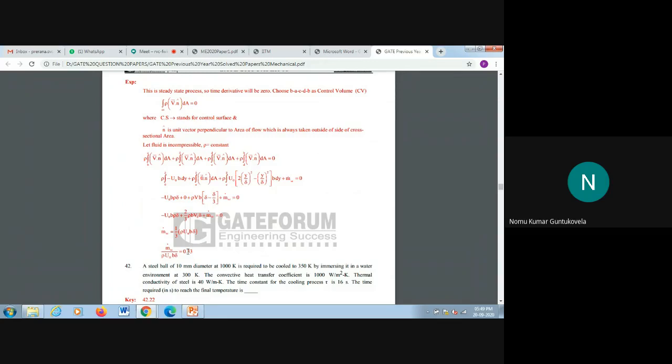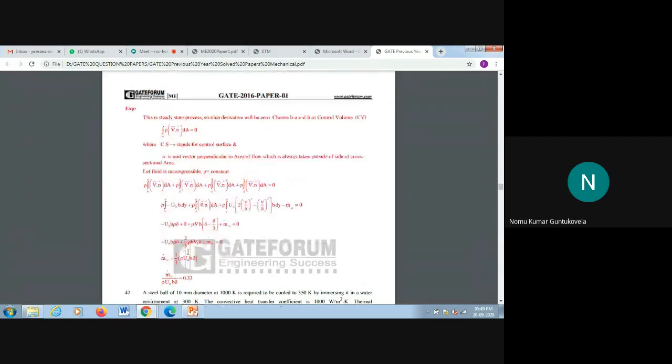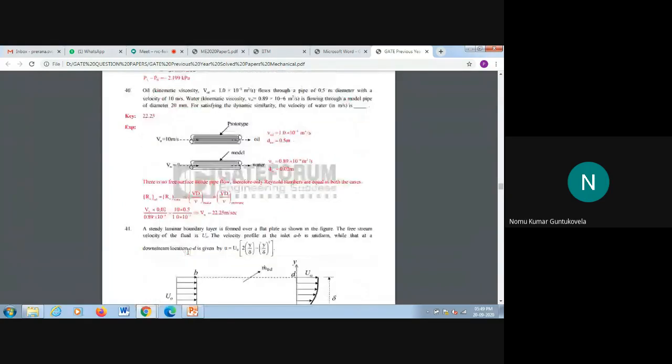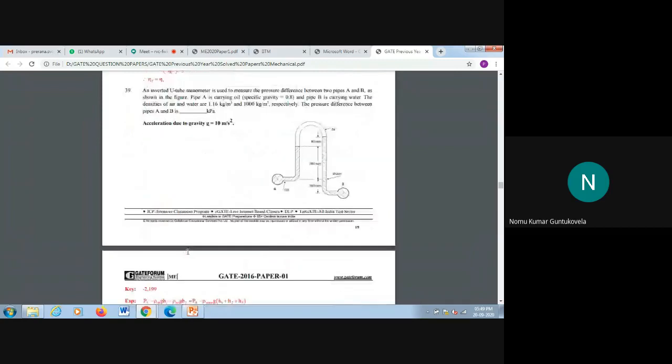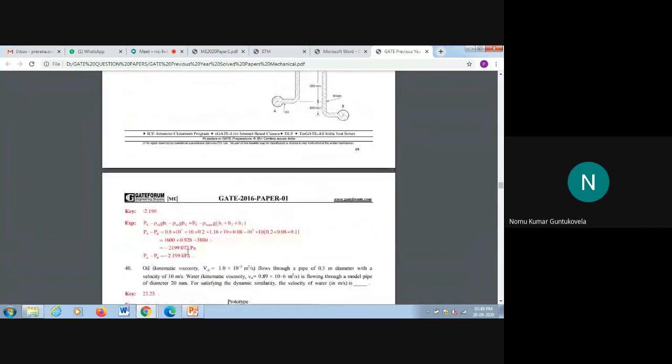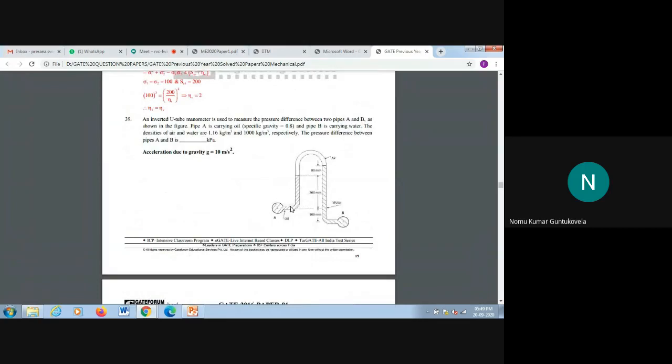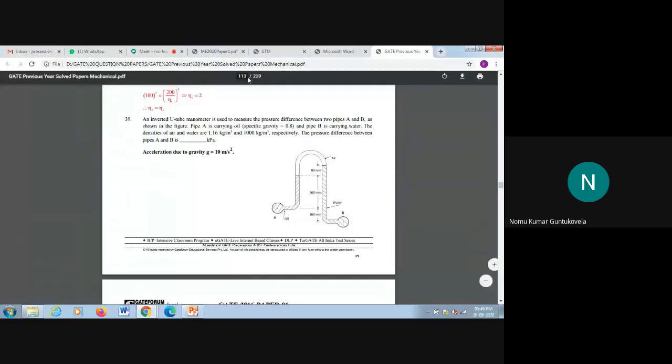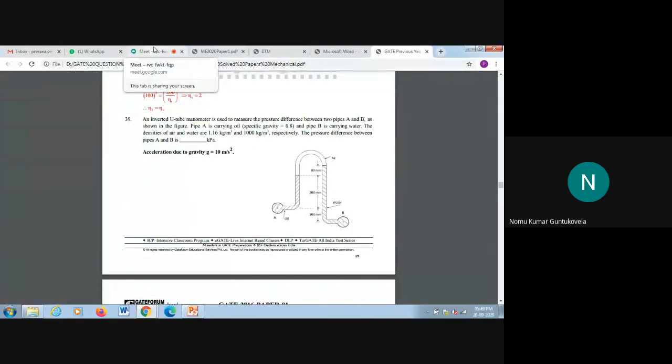In this model we need to solve the problems. This is a 2016 paper. Like this we have different models. Generally they ask for the inverted models, and not only in inverted conditions, they ask on the regular process also. And again we have different types of papers also.